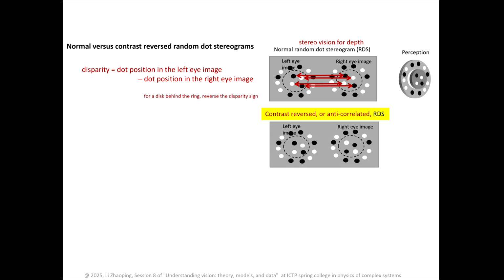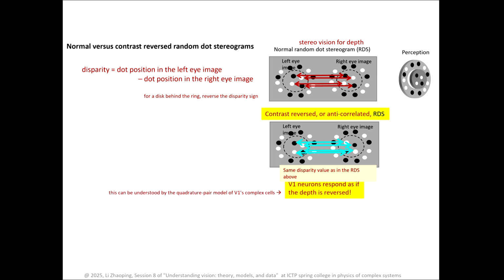We can also have a contrast reversed or anti-correlated random dot stereogram for the central disk. Here, a black dot in one eye corresponds to a white dot in the other eye. Here, the spatial disparity value is the same as that in the stereogram above. But V1 neurons respond to these contrast reversed heteropairs of dots as if the depth is reversed. In this example, as if the disk is behind the ring.